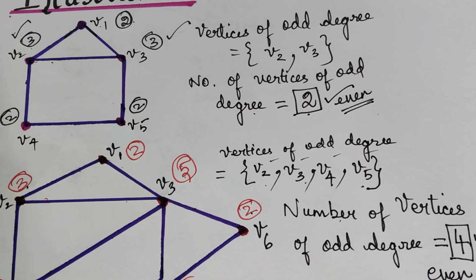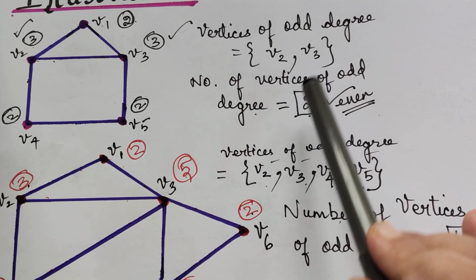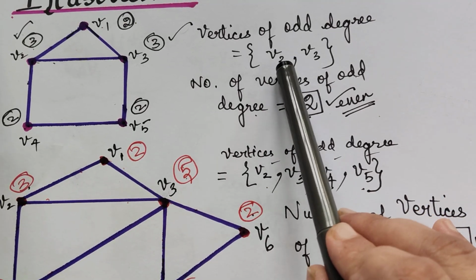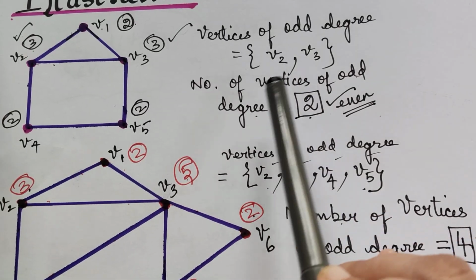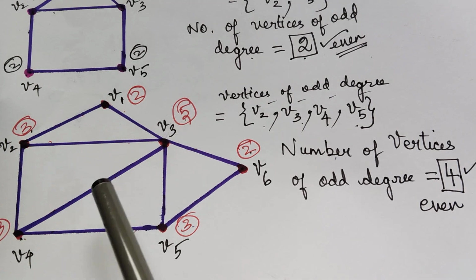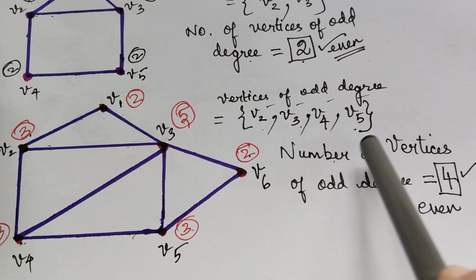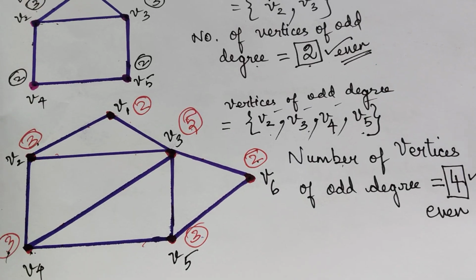So if you see here, the number of vertices is 2. We can see that v2 and v3 have odd degree, and therefore the number of vertices of odd degree is 2. So here also all these vertices have odd degree, and if you see the number of vertices is 4, which is an even number. So that is what we have proved.